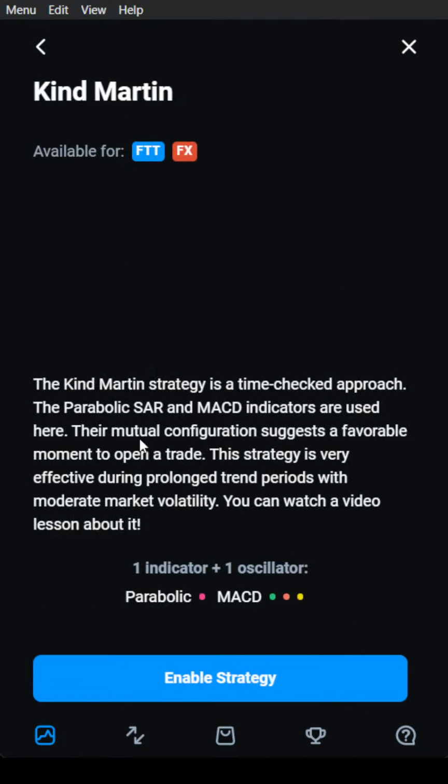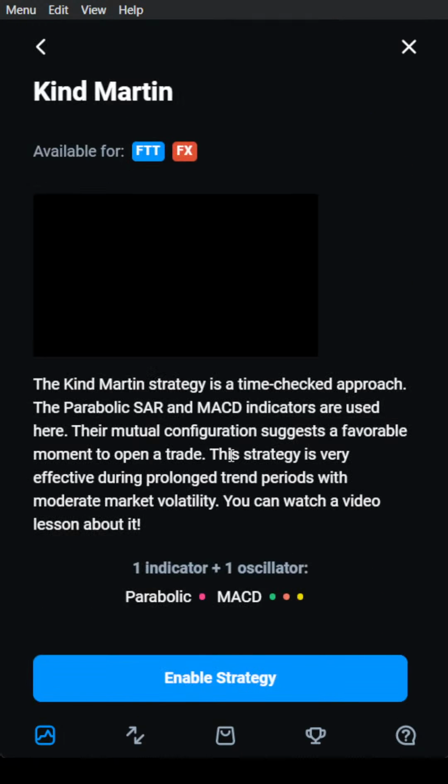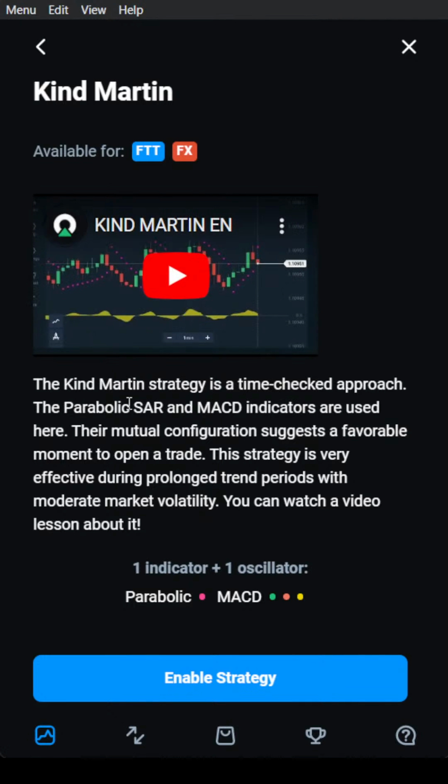One of these I have picked up for you today, which is known as Kind Martin. So what is Kind Martin? Let's just go through it. The Kind Martin strategy is a time-checked approach. Parabolic SAR and MACD indicators are used here. So there are two things that come here. First is the parabolic, second is the MACD. Their mutual configuration suggests a favorable moment to open a trade. So when both of them are in sync, that is the time we open the trade.